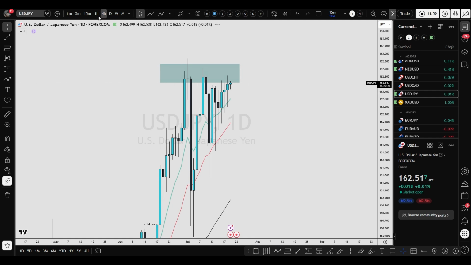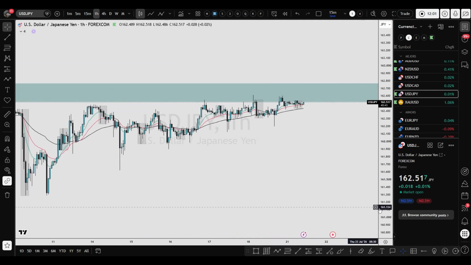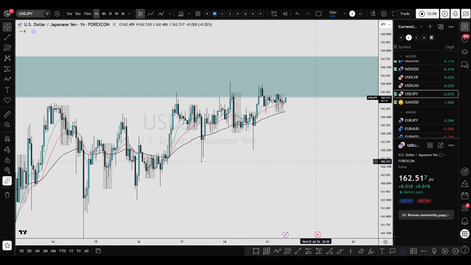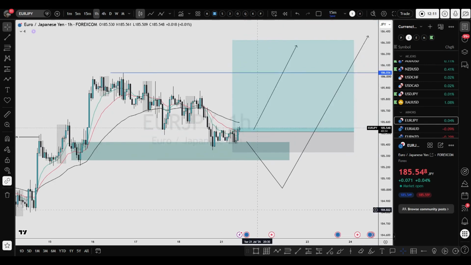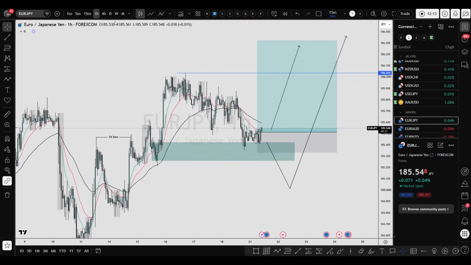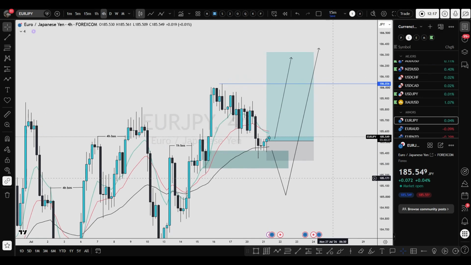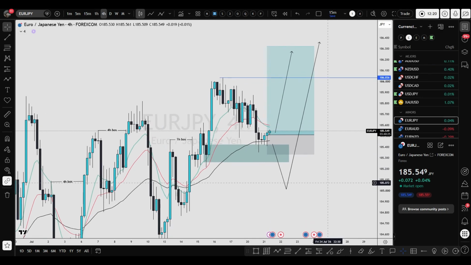No, it was not the previous day's low, but price managed to sweep below the Asian low before we started moving towards the upside. And my stop loss was somewhere around here. Pretty much the same thing can occur for Euro JPY too. Let's see how it unfolds, and see you soon in the next session, guys. Have a great day.